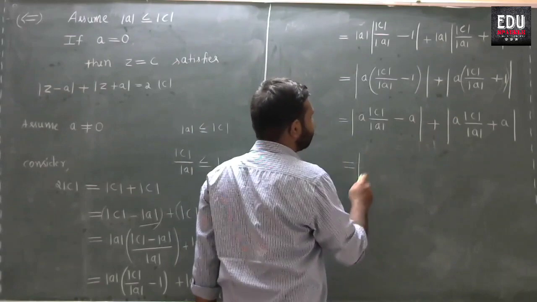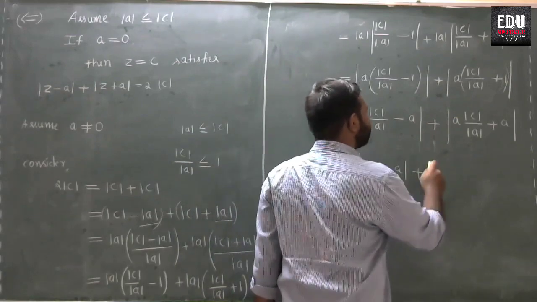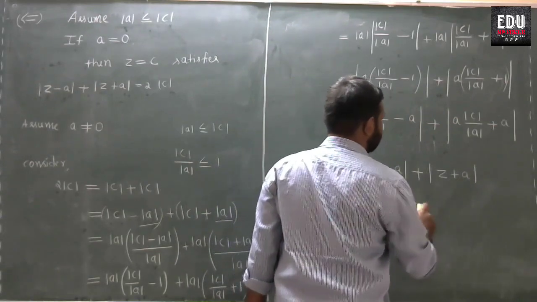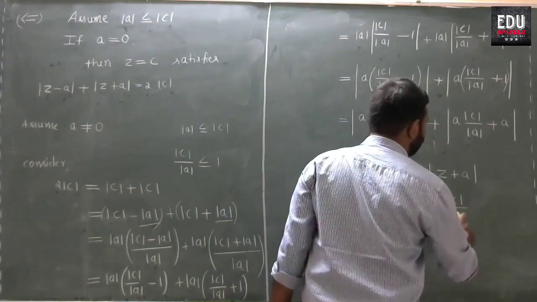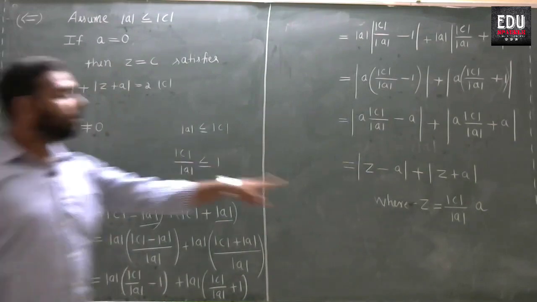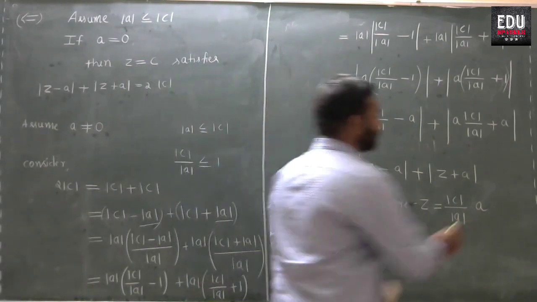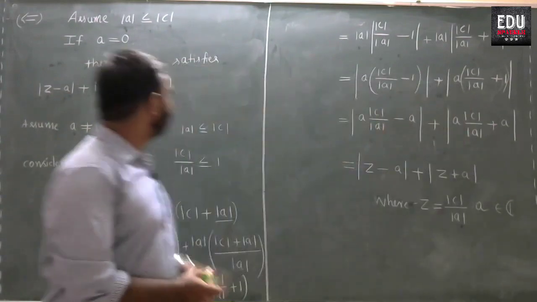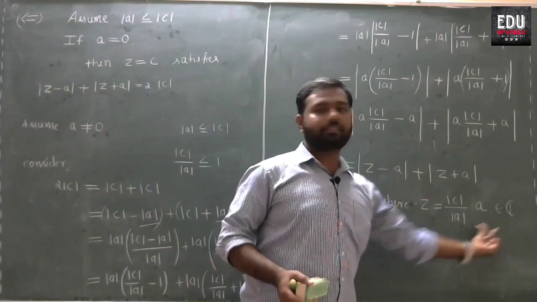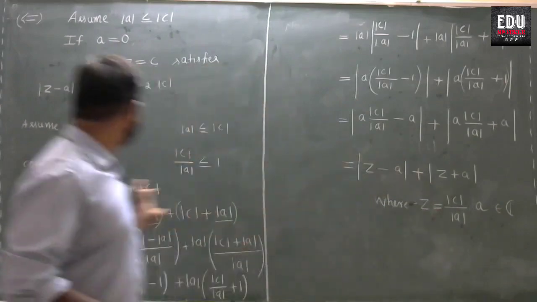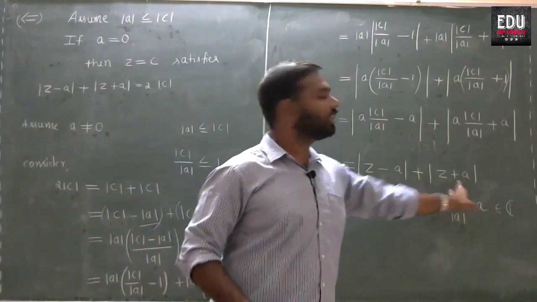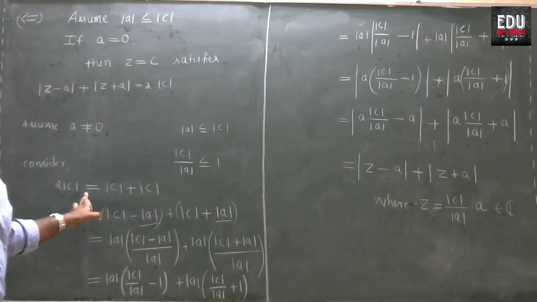So I can rewrite this as modulus of Z minus A plus modulus of Z plus A, where Z is modulus of C by modulus of A into A. As A is non-zero, modulus of A is obviously positive, so it is a well-defined complex number. For a given pair A and C with this property, Z is a well-defined complex number which is actually satisfying our equation. So for this value of Z, modulus of Z minus A plus modulus of Z plus A is 2 into modulus of C, right?